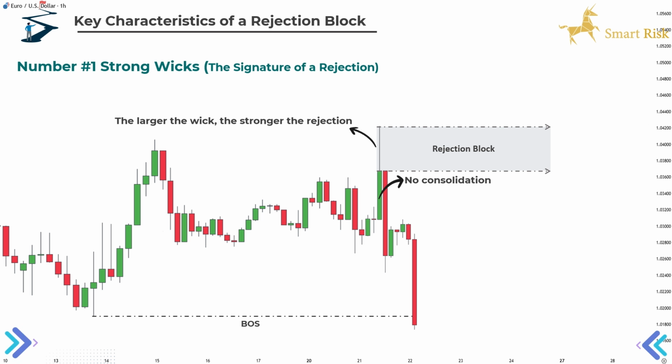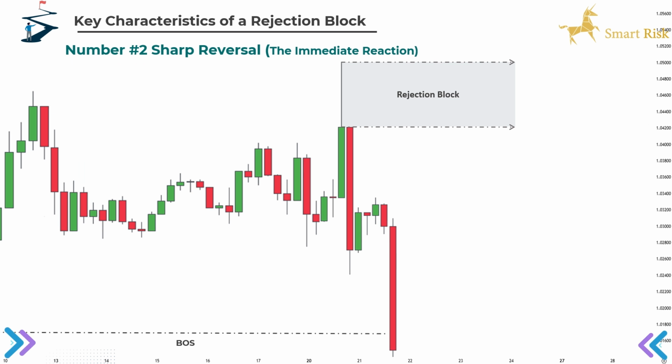The second key characteristic that we should take into consideration is the sharp reversal. After rejection, price moves aggressively in the opposite direction, often without hesitation. This indicates that institutional orders were filled and price is now following their intended direction. The speed of the reversal confirms that retail traders were trapped and the market is now moving efficiently.